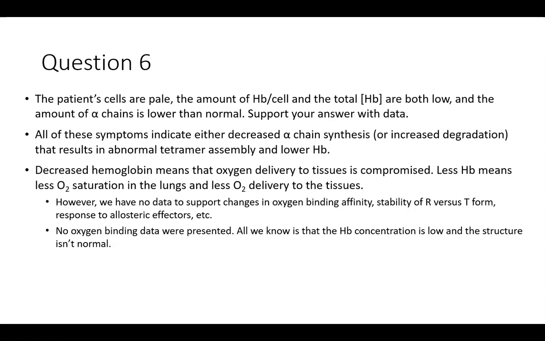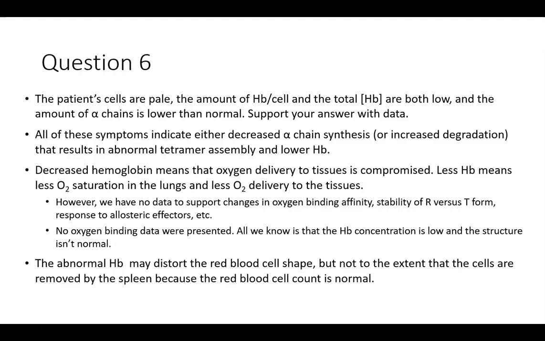All we know is that the hemoglobin concentration is low, and we can go back to our structure function arguments to say the structure isn't normal, and the secondary, tertiary, quaternary structure are also not normal, and that has to impact function. So it could be that the abnormal hemoglobin distorts the red blood cell shape, but probably not that much because the cell count is normal.